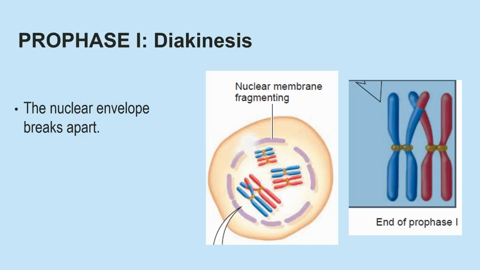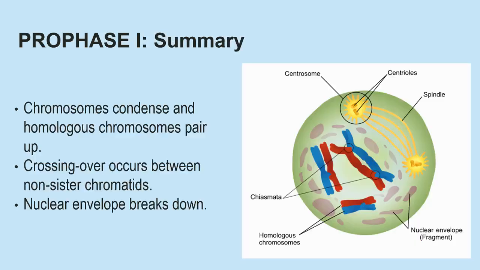Next is diakinesis. So diakinesis, the nuclear envelope breaks apart. It's what we call the moving apart. So chromosomes become fully condensed and visible. Nuclear membrane starts to break down. Cell prepares for metaphase 1. To summarize, in prophase 1, chromosomes condense and homologous chromosomes pair up. Crossing over occurs between non-sister chromatids and the nuclear envelope breaks down.